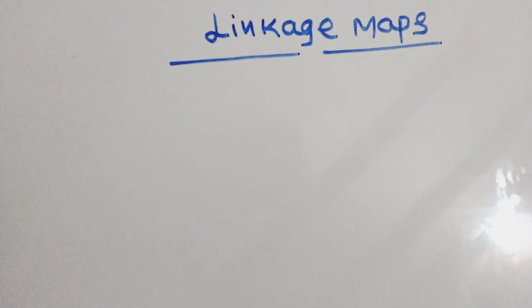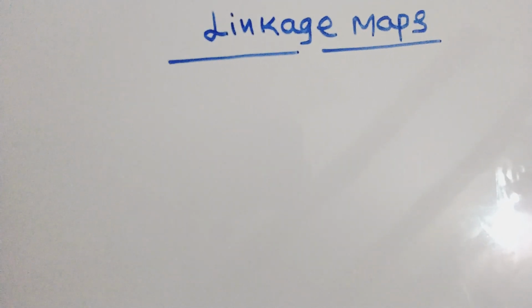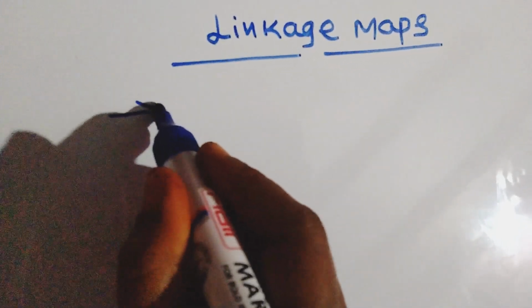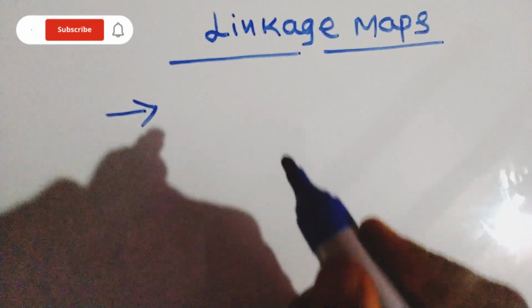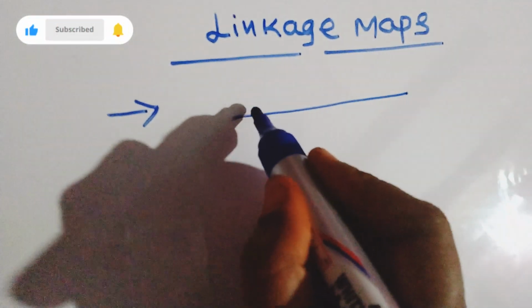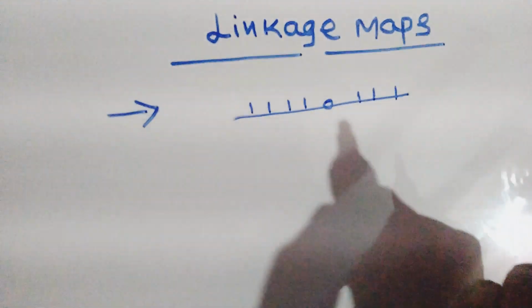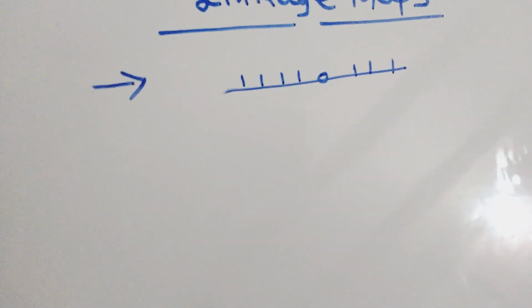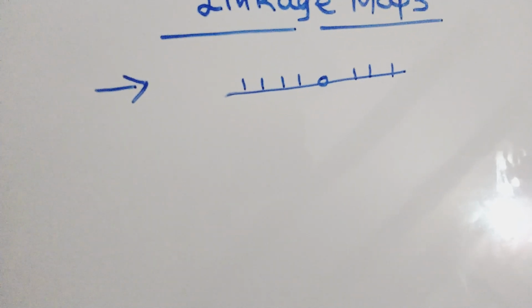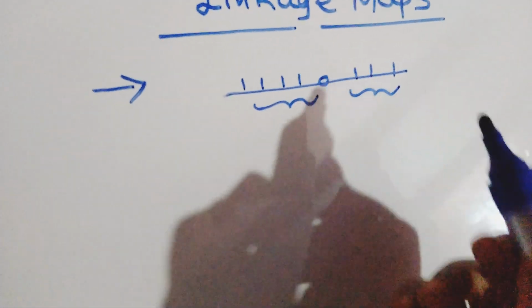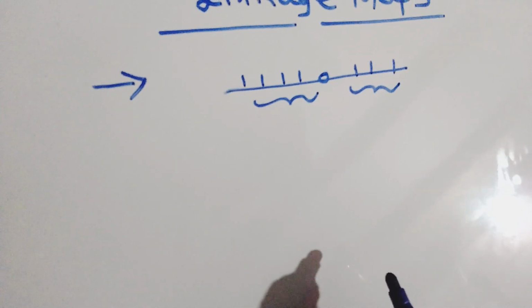So, the discovery of linkage reveals so many facts. Let's see them one by one. Many genes are located on a single chromosome. This was revealed by the phenomenon of linkage. Many genes were placed on a single chromosome and they are present in a linear manner. They are arranged one by one, in a linear manner.